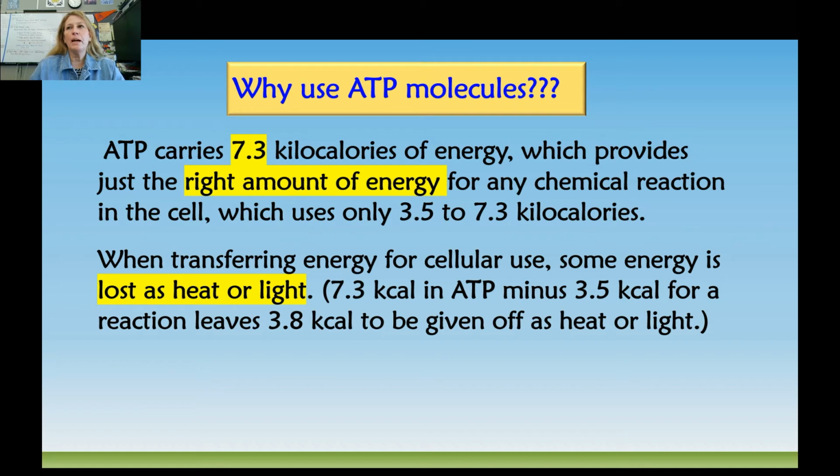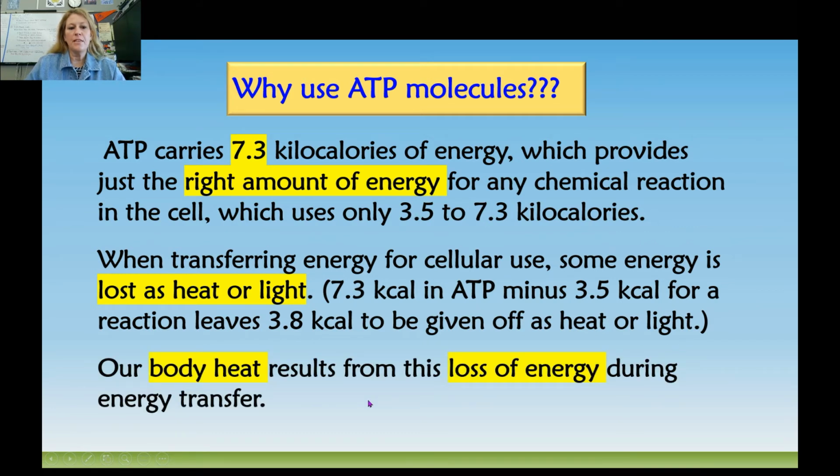Now, we've talked about when we looked at food chains and food webs, how when we go through a chemical reaction, that heat or light is given off. So remember, all atoms have to be accounted for. If I have 7.3 kilocalories of the ATP, and in this example my chemical reaction is going to use 3.5 kilocalories, that means that 3.8 is given off as either heat or light. And so everything is accounted for.